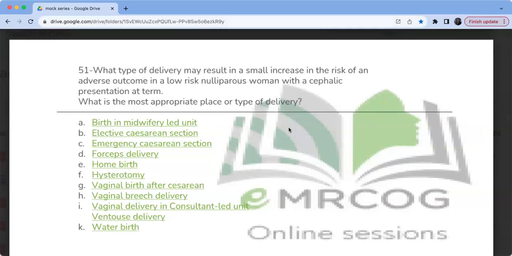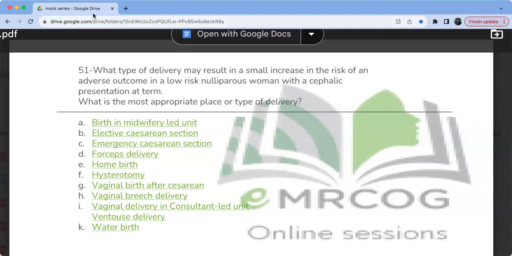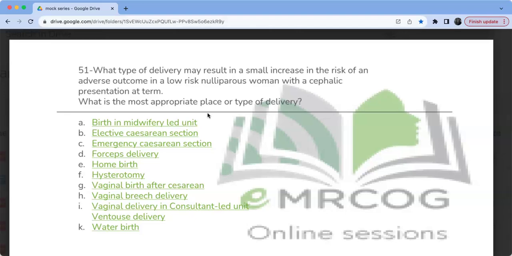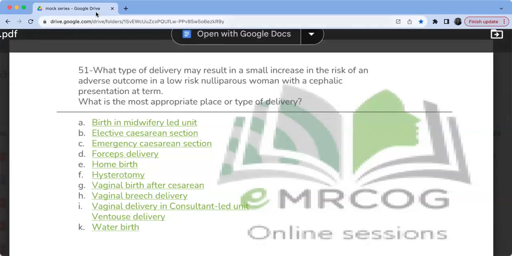So what type of delivery may result in a small increased risk of an adverse outcome in a low risk nulliparous woman with cephalic presentation at term? So what is the most appropriate place or type of delivery? Yes, this is the home birth.